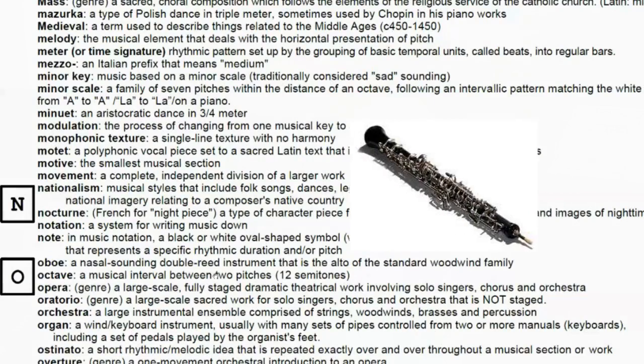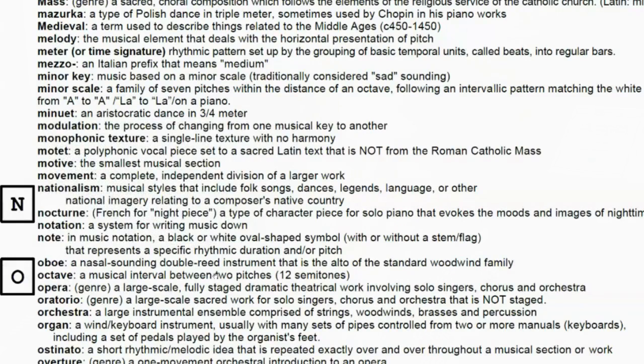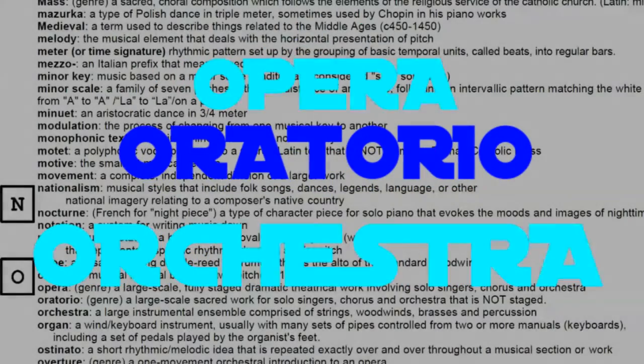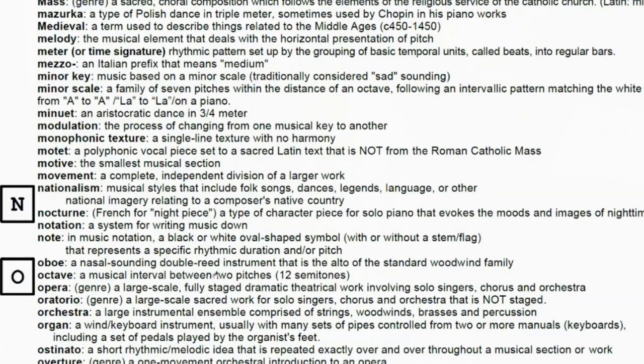Oboe, a nasal sounding double reed instrument that is the alto of the standard woodwind family. Octave, a musical interval between two pitches, which is 12 semitones. You already talked about it. Octa means 8. Opera, a large-scale, fully staged dramatic theatrical work involving solo singers, choir or chorus, and orchestra. The oratorio is also a genre, a large-scale sacred work for solo singers, chorus, and orchestra that is not staged.